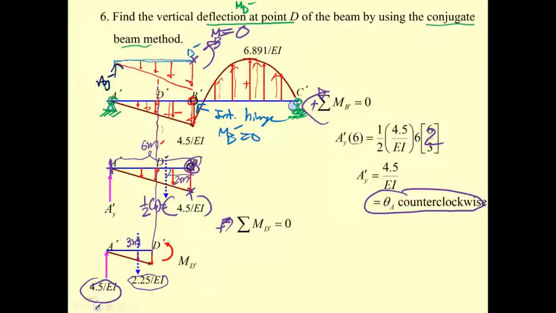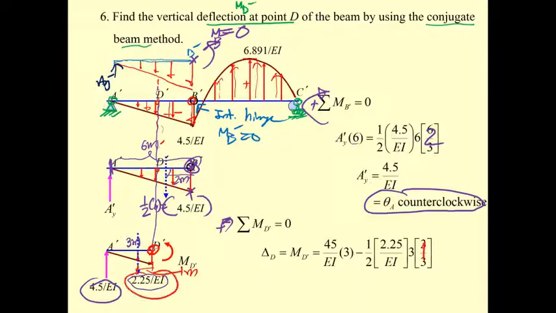So what we have is taking the moment at this point, M sub D prime, will plus with this one. So this is 3 meter. This is going to be just 1 meter. As I tell you, one half of this one times 3.